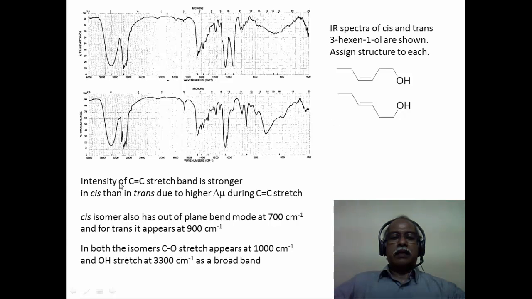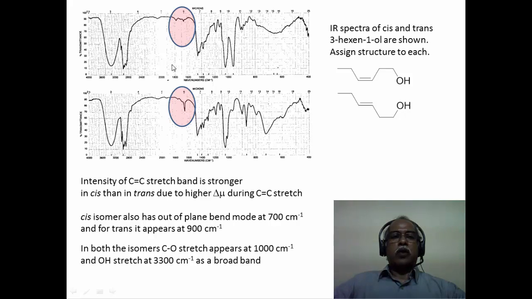The intensity of the C double bond C stretch is stronger in the case of cis than in the case of trans due to the higher change in the dipole moment during the C double bond C stretching. The cis isomer also has the out of plane bending mode at 700. Many people may not know this, but it is very useful information, whereas the trans one has the out of plane bending around 900 inverse centimeter. Both the CO stretch appear at 1000 inverse centimeter as well as the OH stretch.